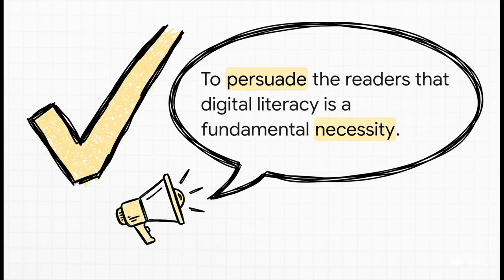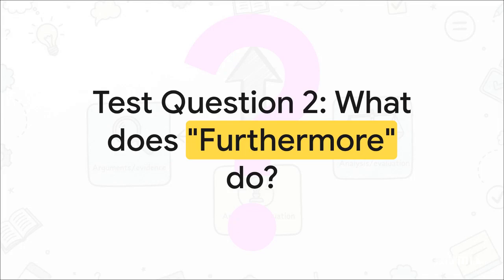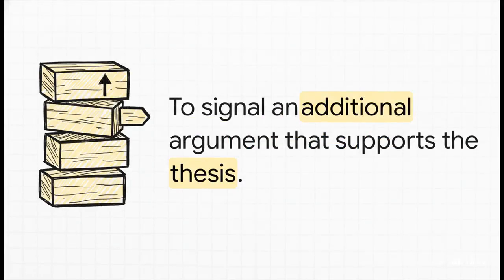Simple as that. Okay, let's do one more. This time, we're focusing on those language tools we talked about. Look at this sentence. What job is the word furthermore doing here? What's its function? That's it. The answer is B. Words like furthermore, secondly, or moreover are just signposts. They're basically telling the reader, hey, pay attention, I'm about to give you another reason to believe me. They just keep building the case one argument at a time.